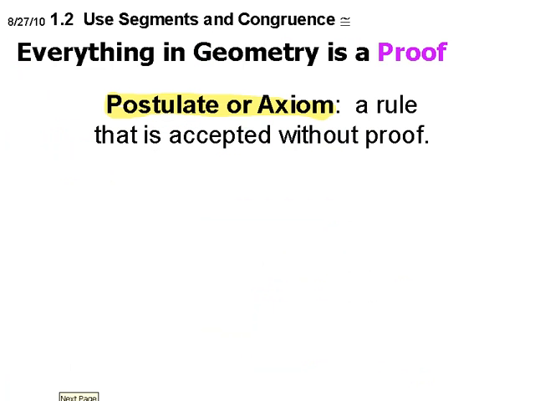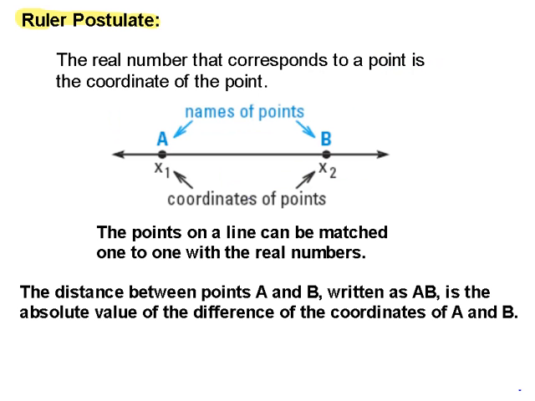So here we go. Everything in geometry is proof, and we use postulates and axioms to prove things. But postulates and axioms are accepted without proof, and we'll use those to build other theorems. So we're going to use segments and congruence today. So here's your first postulate. Make sure you get this one down.